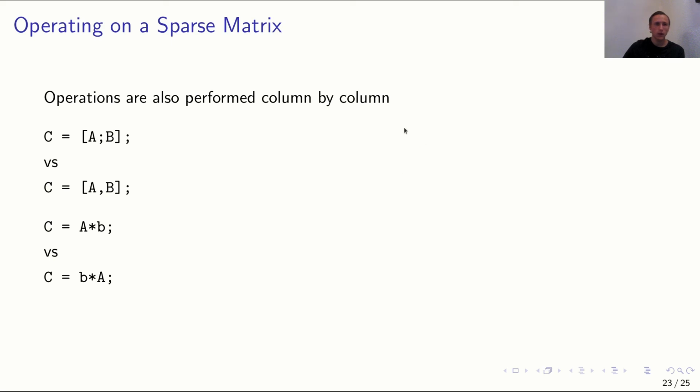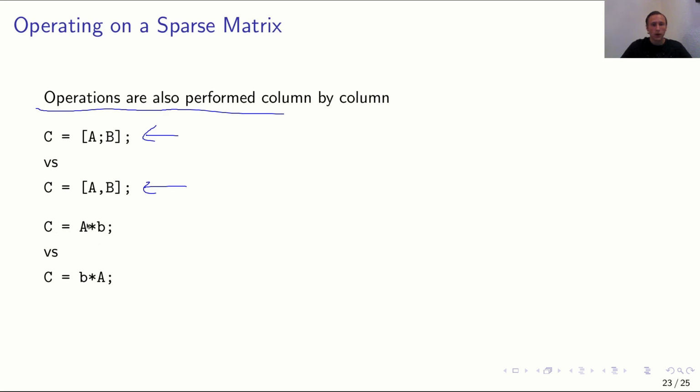A final thing I would like to discuss is just operations on a sparse matrix. Obviously, since Matlab is built in a column major format, operations are also performed column by column, meaning that, for example, this operation is going to be cheaper than this operation. Right here, we're concatenating the columns of two objects, whereas here we're concatenating the rows of two objects. So obviously, this is going to be much cheaper than this.